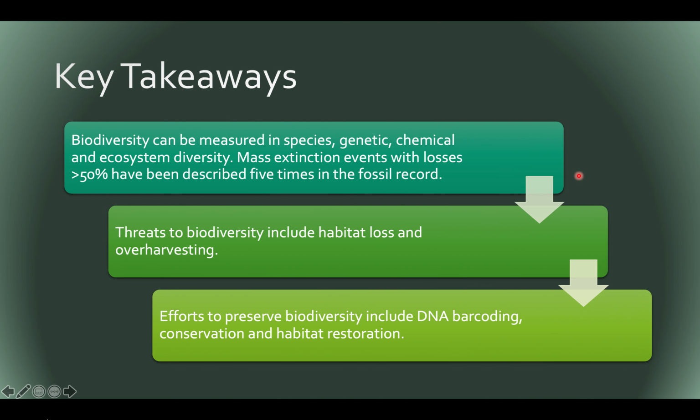Okay, so now let's talk key takeaways. Biodiversity can be measured in species, genetic, chemical, and ecosystem diversity. That's how ecologists measure it. Mass extinction events with losses of 50% or higher have been described 5 times in our fossil record. Threats to biodiversity include both habitat loss and overharvesting, and efforts to preserve biodiversity include DNA barcoding, conservation, and habitat restoration. So that is the end of your Chapter 47 PowerPoint.